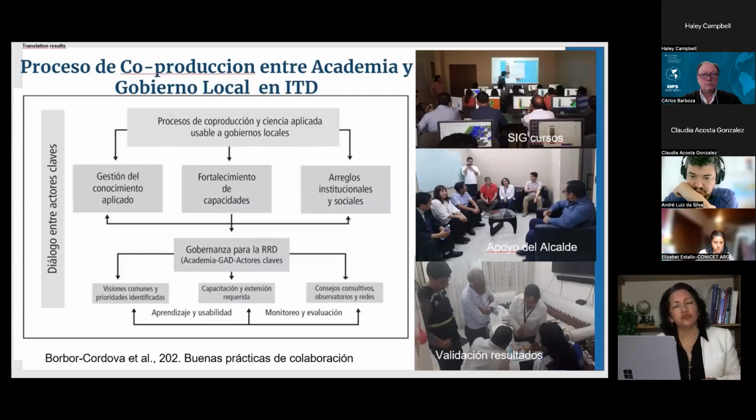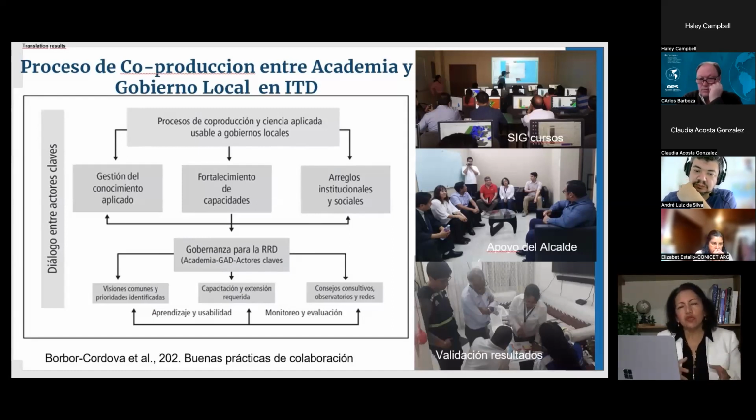And something very important is institutional and social arrangements. These sometimes included formal agreements with money transfers and specific timelines, but also some specific things in the community, such as committees, first aid committees, or risk reduction committees that organize communities in the territory.